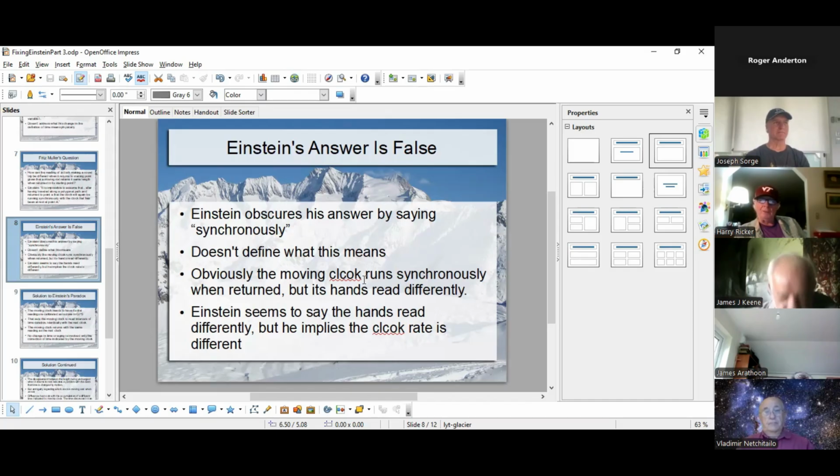Maybe, is the clock running at the same rate when it returns as it was running when it left? He doesn't really address that issue. He just says that the clock reading has changed, but doesn't really give us a very good reason for why. So he says the hands read differently. Maybe the clock rate is different or not. He doesn't tell us.